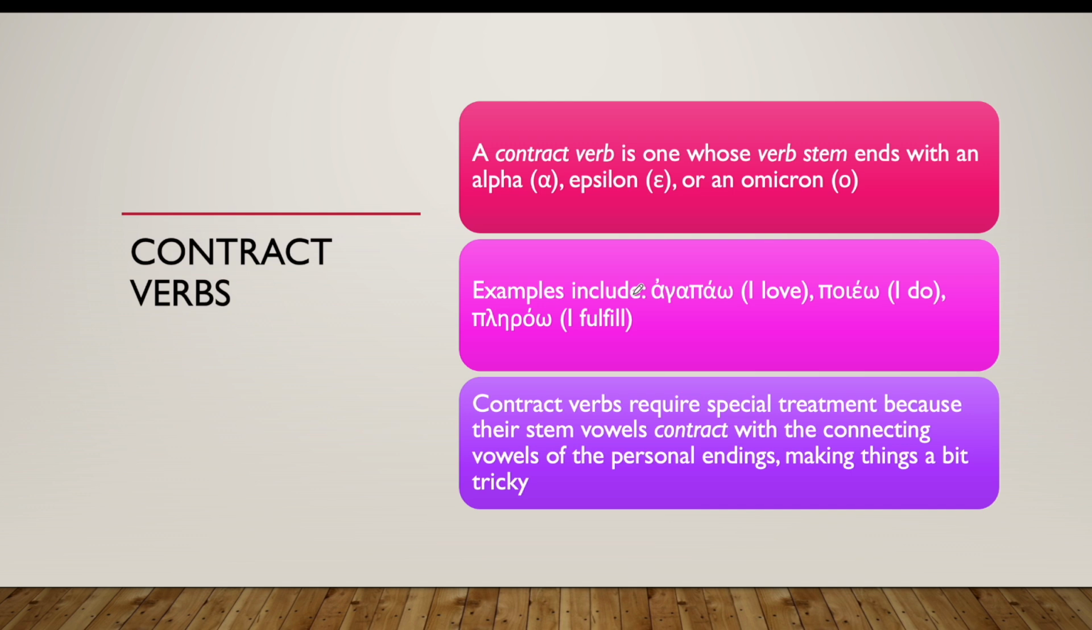So a contract verb is a verb whose verb stem ends in an alpha, an epsilon, or an omicron. Here are some examples: agapao, there's an alpha; poieo, I do or I make; plerao, I fulfill. And as I said earlier, contract verbs require special treatment because their stem vowels contract with the connecting vowels of the personal endings. And this makes things a bit tricky for us.